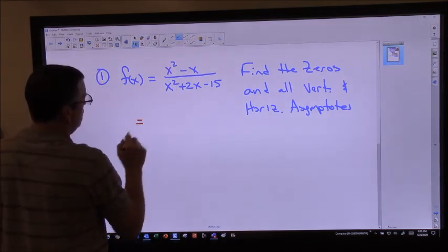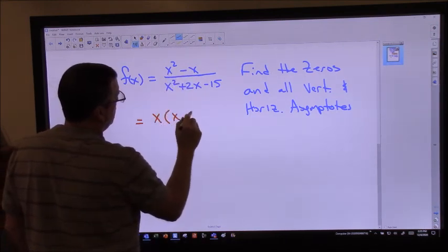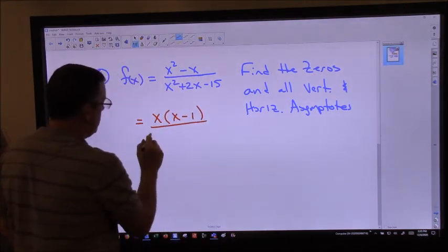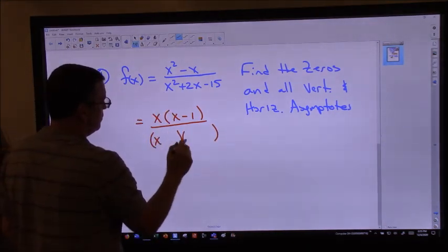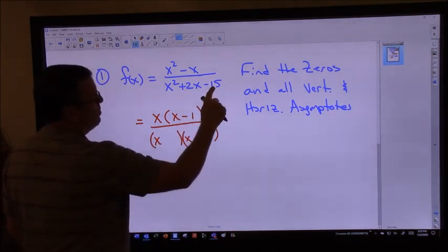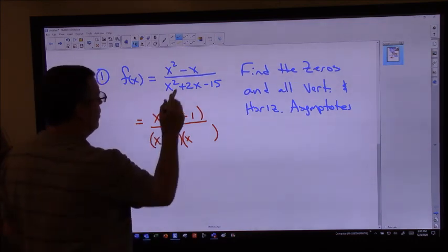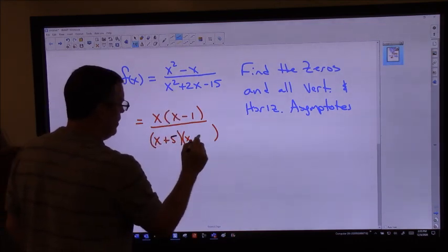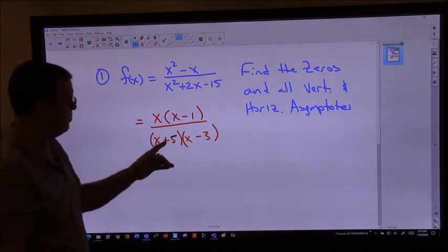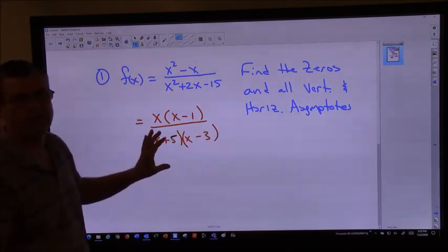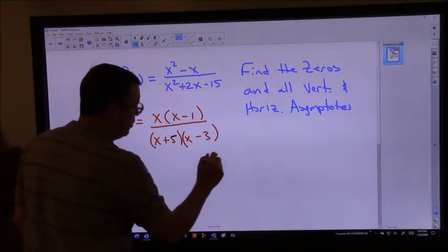I got to factor this. So I'm going to say that this is equal to, if I factor an x out, I'm left with x minus 1. In the denominator, if I factor this, this would be x times x. Two numbers you multiply to get 15 and subtract to get 2. Sounds like 5 and 3. I want a positive 2, so I'm going to say positive 5, negative 3. And it doesn't matter if you have the positive 5 over here and the negative 3 here. That doesn't matter.